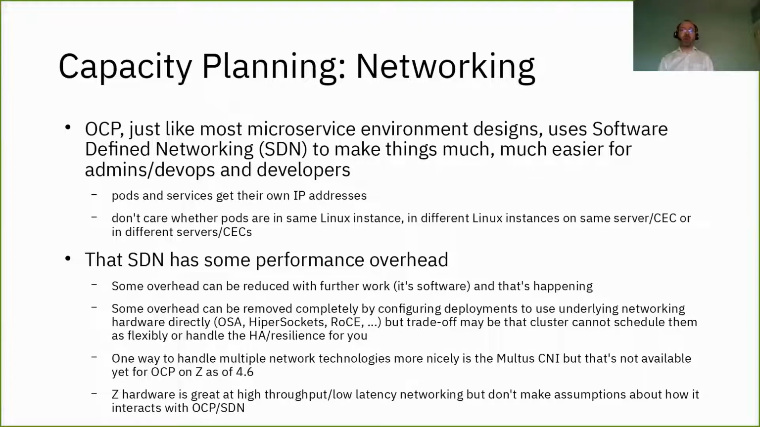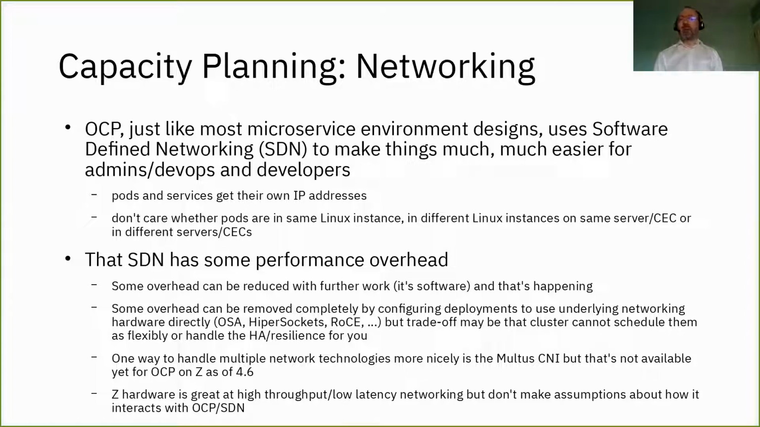Networking is one of the biggies. So why is that? Well, like most microservice environments now, SDN, software-defined networking, is the way that the environments make things transparent to the container sitting on top. It makes things much, much easier, and it really is worthwhile for them to do that. Your pods and services get their own IP addresses that the cluster sorts out for you with its own internal networking. Everything works no matter where the containers are within the instances or cluster. But that has some performance overhead.